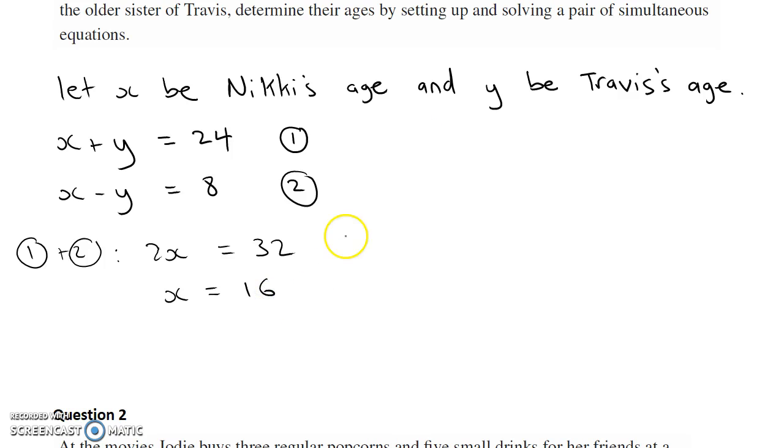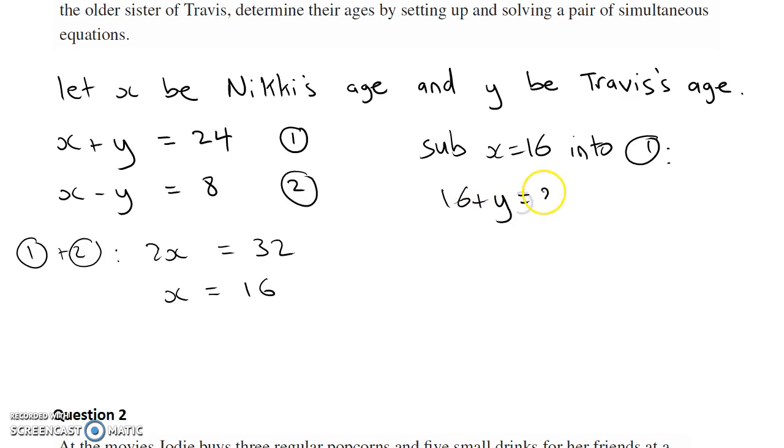Then we'll come over here, sub x equals 16 into either one of the equations. Let's choose equation 1, and we'll get 16 plus y equals 24, so y equals 8. So we wrote down the two equations from the information given. We solved those equations simultaneously. And the last thing with these application questions or these worded problems is to actually interpret the solution and answer the question in words.